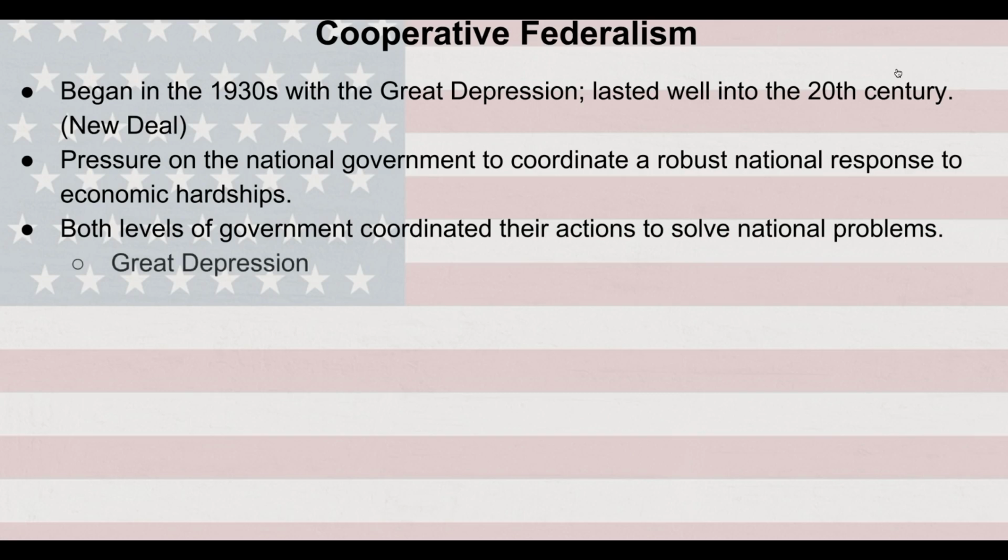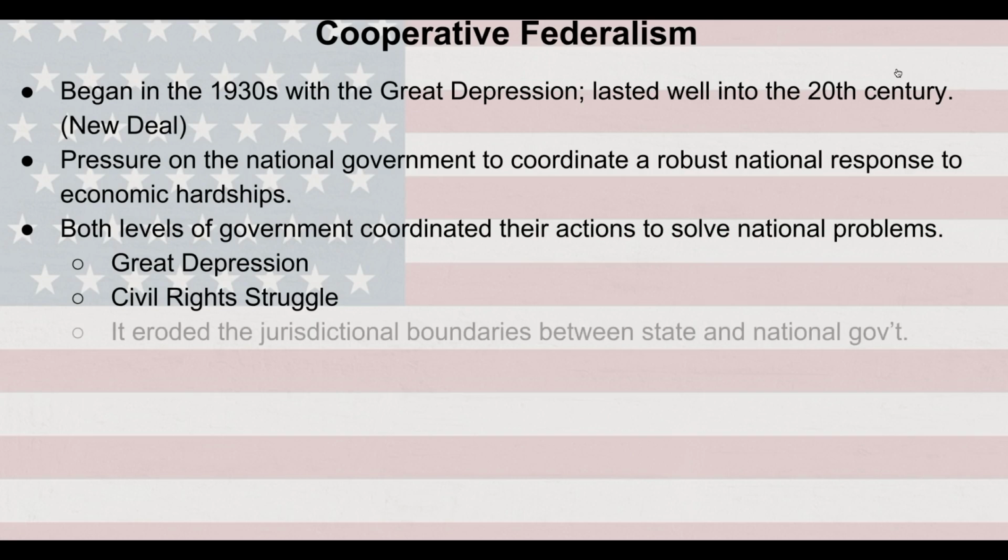And we know that one of the national problems during the 1930s is going to be predominantly the Great Depression. But we also have a significant civil rights struggle that is occurring in society as well. And so people are going to turn to the national government to try to remedy this issue in addition to the Great Depression. And so when we turn to government, we really expand their power, and it's going to erode the boundaries between state and national government.